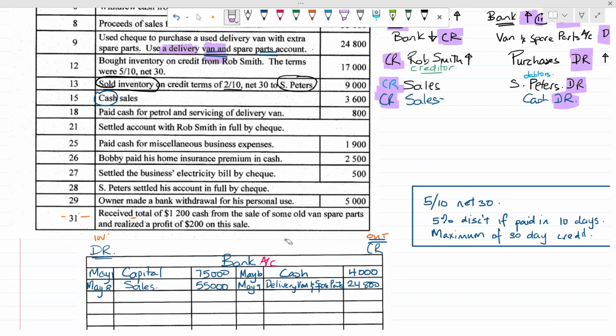You're almost done though. You know, reach this one. 18th. Paid cash for petrol and servicing of delivery van. Right? So we have cash. If I pay in cash, are we going to do it in debit or credit? Credit. Credit. And we could just coin all of this as motor van expenses or delivery van expenses. So we will debit our delivery van expense account, $800, right?